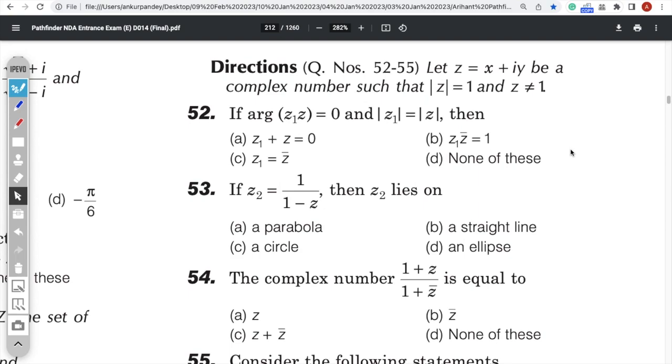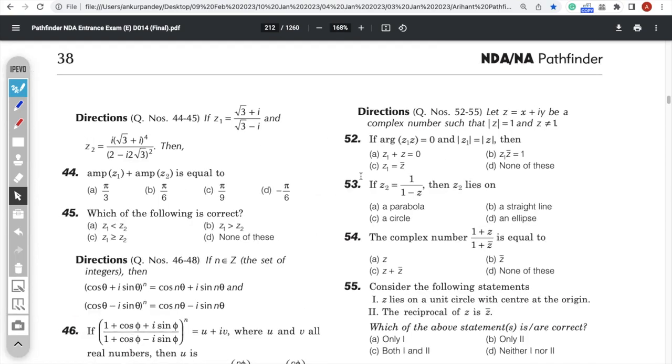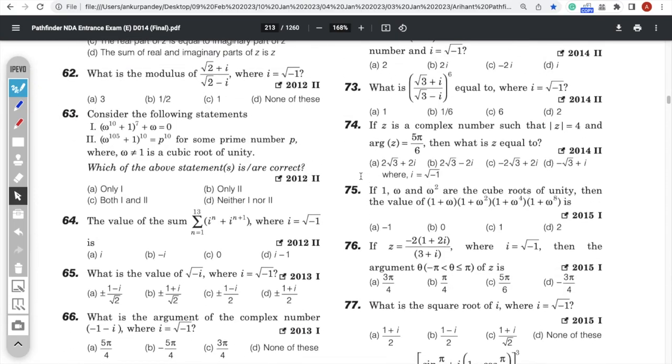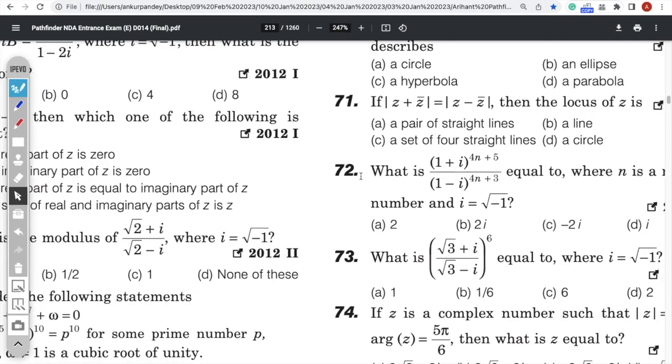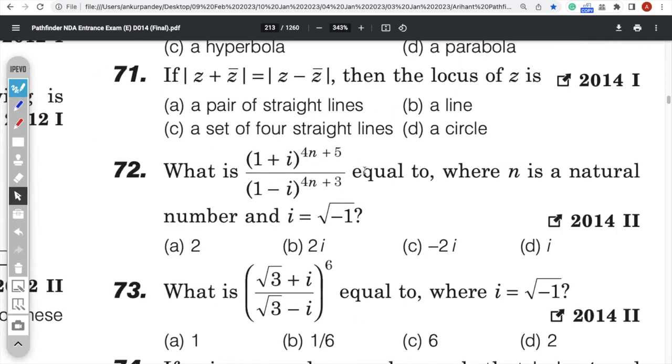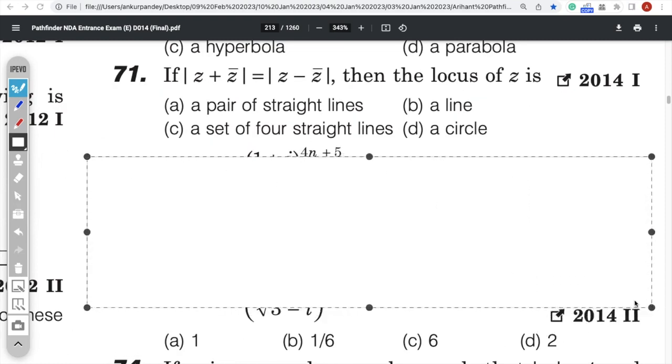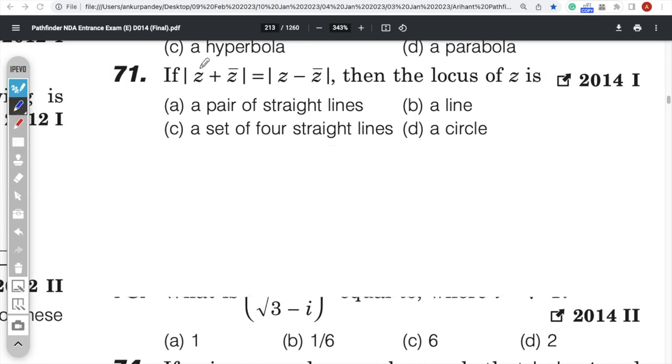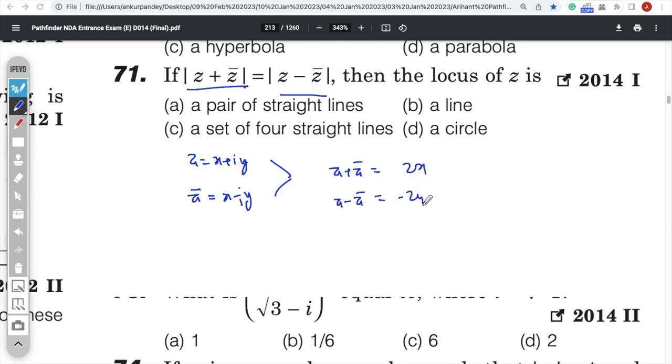Sir, can you repeat the previous question? I will. Why not? 71, right? Yes, sir. 71 is asking you what is the locus of a complex number z which satisfies this. So we say if z is x plus iy, z bar will be x minus iy, right? So z plus z bar will be 2x and z minus z bar will be minus 2yi. Yes or no?